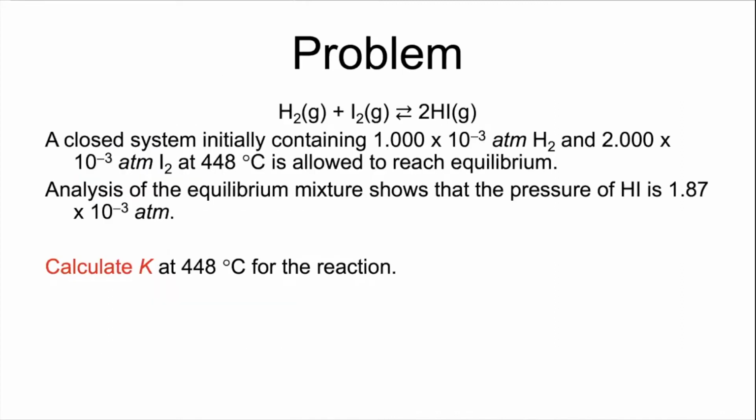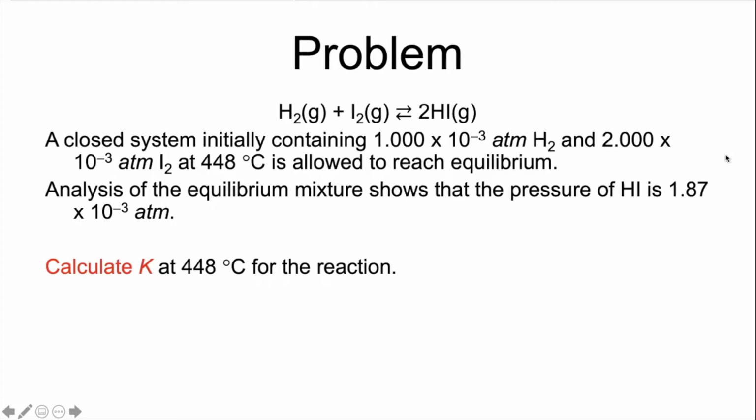So if we have this problem, we've got H2 and I2 makes 2HI. And we know initial pressures: 1 times 10 to the minus 3 atmospheres of H2 and 2 times 10 to the minus 3 atmospheres of I2. And we're going to allow it to reach equilibrium. When we get to equilibrium, we know the pressure of HI is 1.87 times 10 to the minus 3 atmospheres. And we're asked to calculate the K. So in this case, we know some of the equilibrium concentrations, enough information that we can figure out what the other ones are. And we're just going to substitute those equilibrium concentrations in for the K to solve for K.